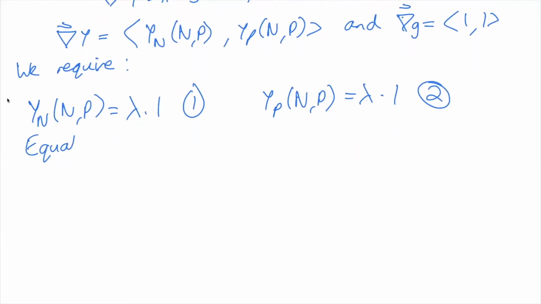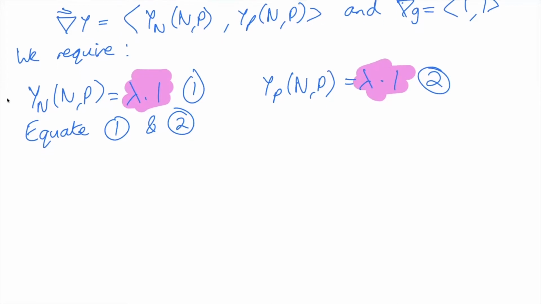So if we equate equations 1 and 2, we can do this because they have the same thing on the right-hand side. If they didn't have the same thing on the right-hand side, we'd have to make it that way in order to be able to equate them. So if we equate them, this gives partial y with respect to n is going to equal the partial of y with respect to p.